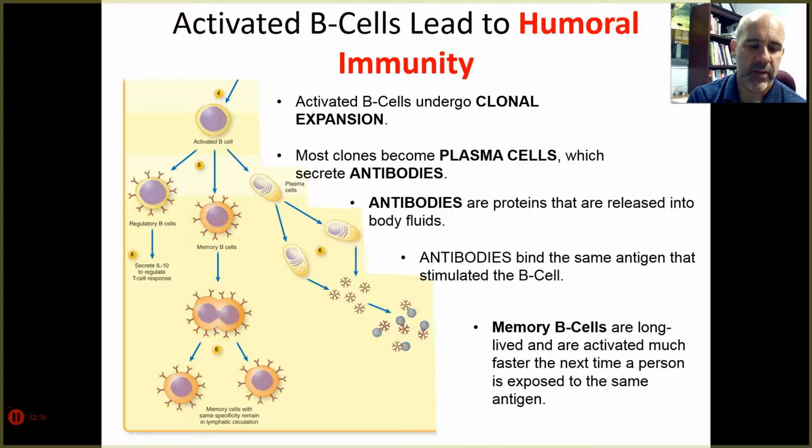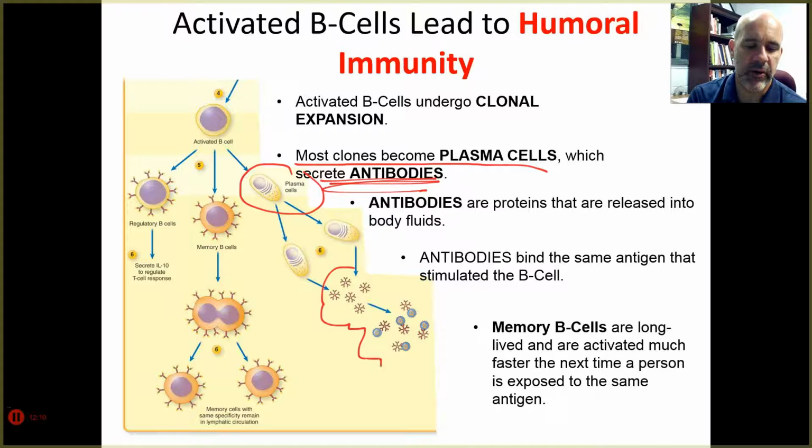Most of those clones become plasma cells. So you see these oval-shaped cells over here. The activated B cell clones, most of them take on this kind of oval shape, and they basically become antibody factories. All right, so they start secreting tons and tons of antibodies.